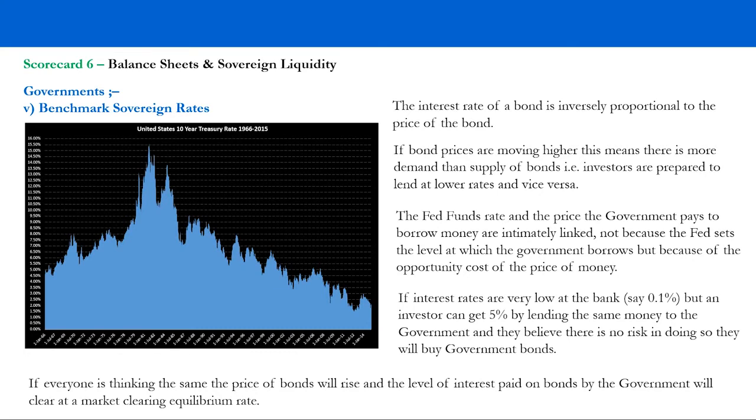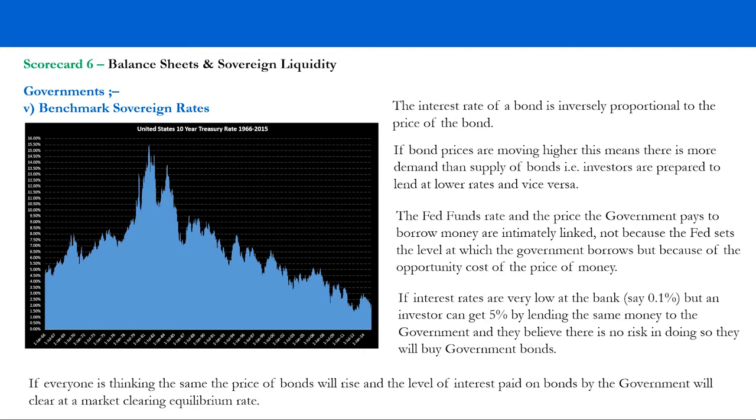And the Fed funds rate and the price the government pays to borrow money, although it's a different mechanism, are intimately linked. Not because the Fed sets the level directly at which the government borrows, but because of the opportunity cost of the price of money. So imagine if interest rates, the Fed funds rate as set by Fed-sponsored banks, interest rates are very low at the bank, say 0.1%, but an investor can get 5% by lending the same money to the government, and they believe that there's no risk in doing so. So they go out and buy government bonds.